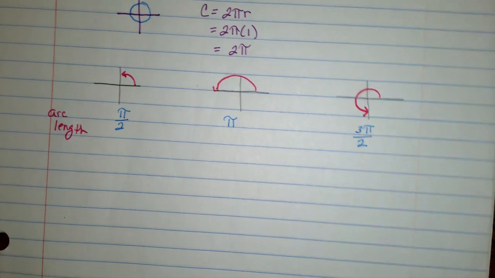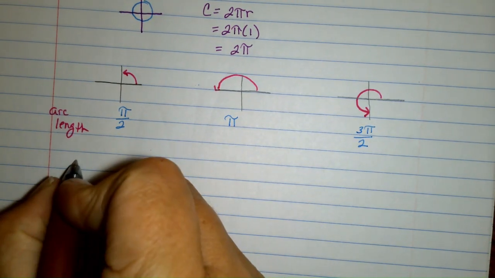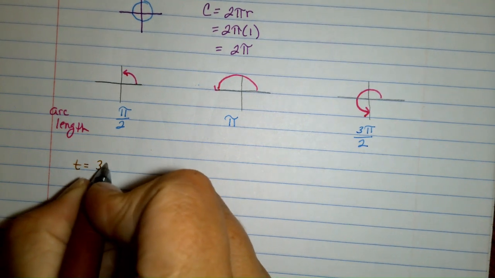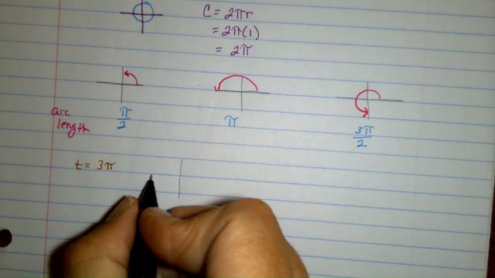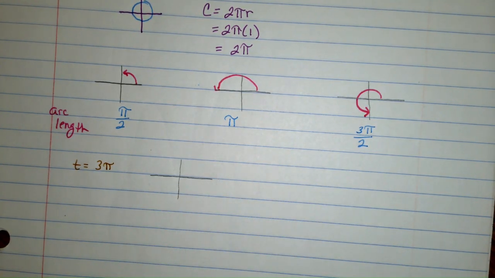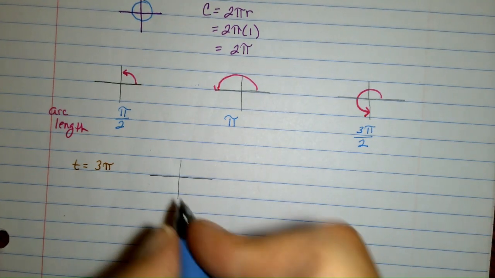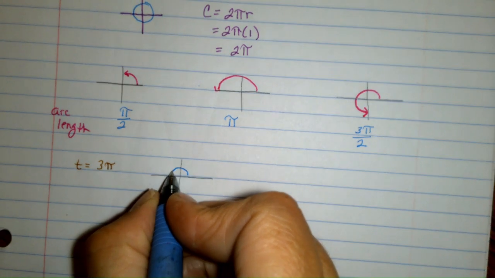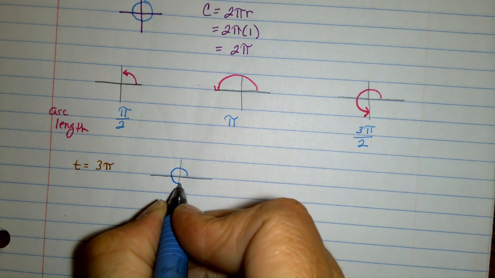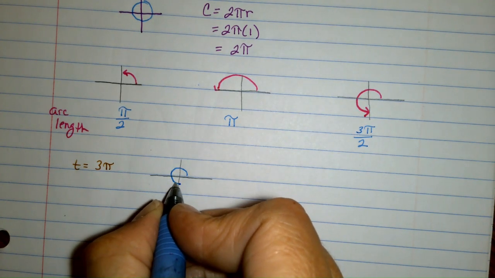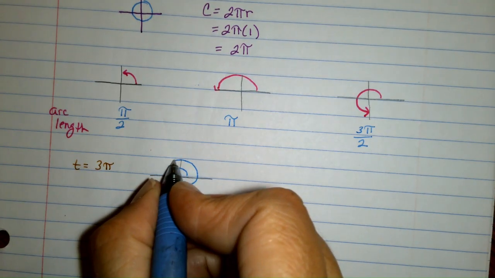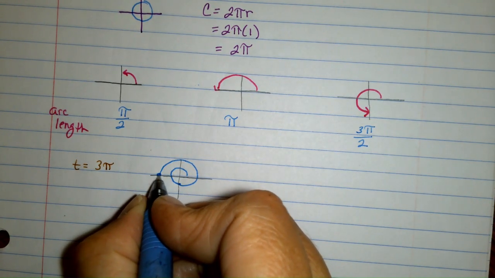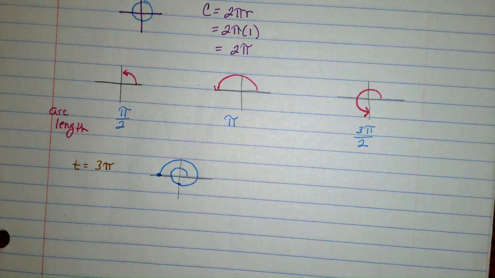So now let's go backwards. If I tell you your arc length is 3 pi, could you draw the arc? Well, half a pi, 1 pi, 1.5, 2, 2.5, 3. There would be our terminating point.